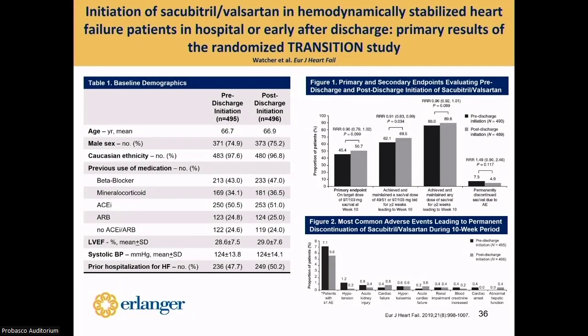In figure 1, this is showing us the percent of patients who were able to get to target dose of that 97 to 103 milligrams at week 10, and how many of them continued to keep it. And then on the bottom here, you can see the most common adverse events that cause patients to permanently discontinue Entresto during that 10-week period, noting that there's no statistical difference between the patients who are starting on an inpatient or outpatient.